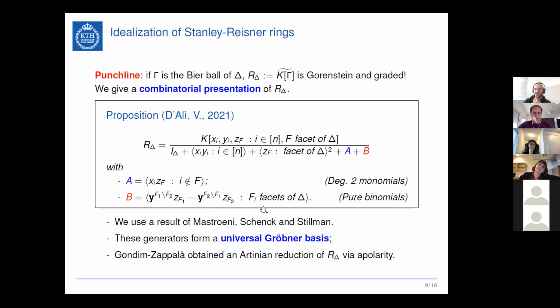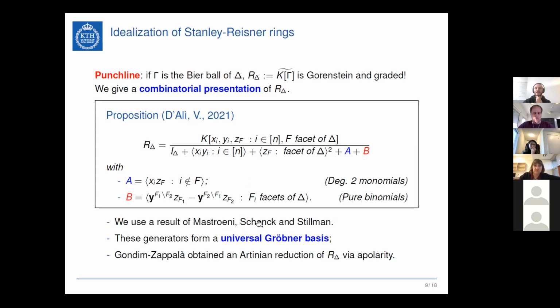These are homogeneous binomials. They are pure, so they have coefficients +1 and -1, and they can have arbitrarily high degree. You might agree that, for example, if you take two disjoint facets, the degree is going to be pretty high because there are a lot of y variables that are in f1 but not in f2. I should definitely mention that we obtained this presentation by using a result of Mastroeni, Schenk, and Stillman.